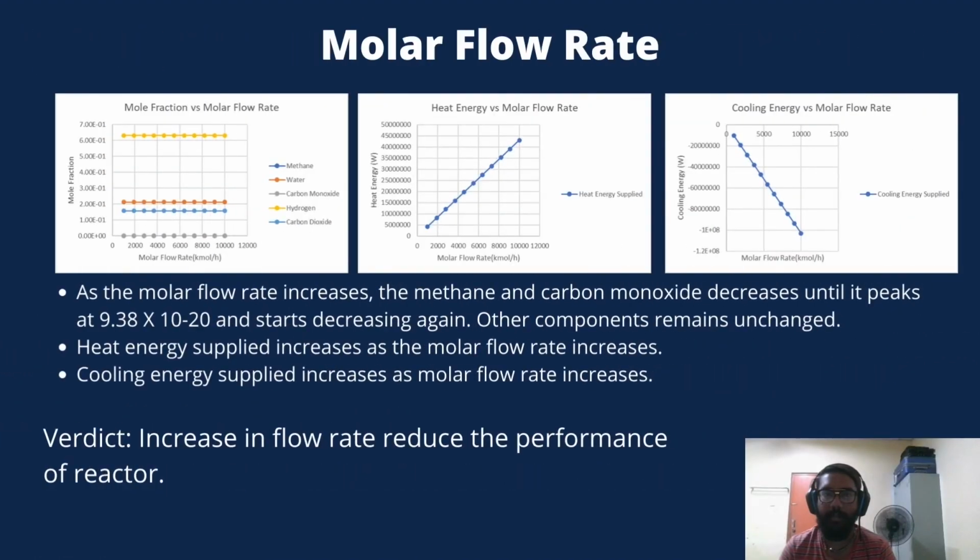As for the third independent variable, which is the molar flow rate, as the molar flow rate increases, the mole composition of methane and carbon monoxide decreases until it peaks at 9.38 times 10 to the power of 19 and starts decreasing again. Other components remain unchanged. Heat energy supplied increases as the molar flow rate increases, while cooling energy supplied increases as the molar flow rate increases. To conclude, increase in flow rate reduces the performance of the reactor.